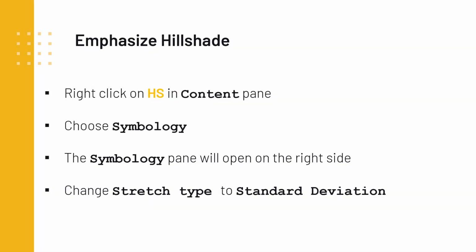I'd like to emphasize the hillshade a little bit more, make it a little bit stronger. So how do I do this? So we're going to right click on HS in the contents pane on the left side. You're going to choose the symbology option. The symbology pane opens up on the right side. You're going to change your stretch type to standard deviation.